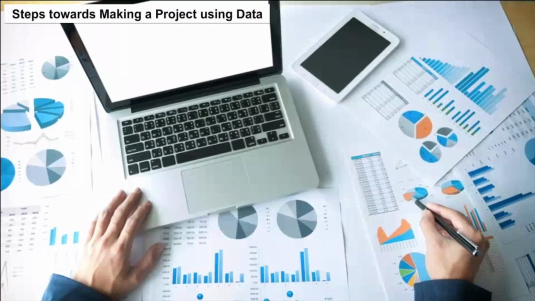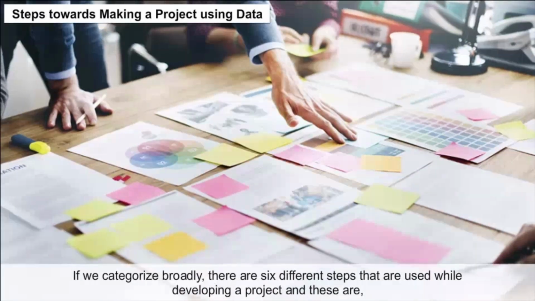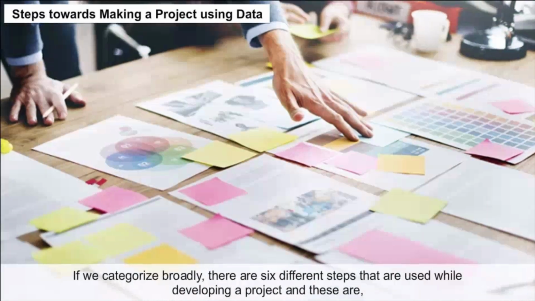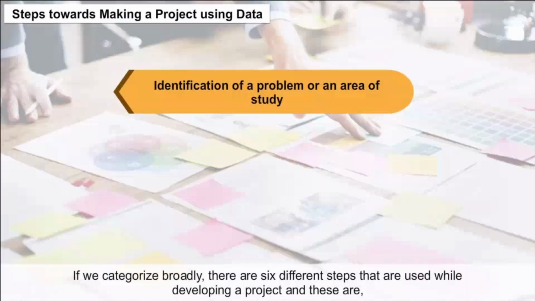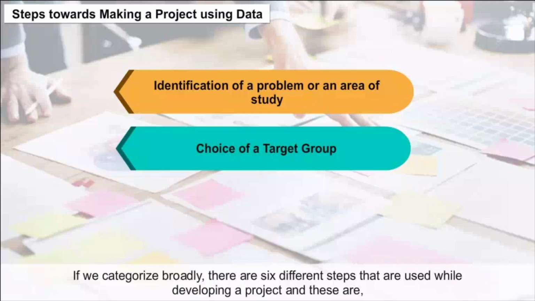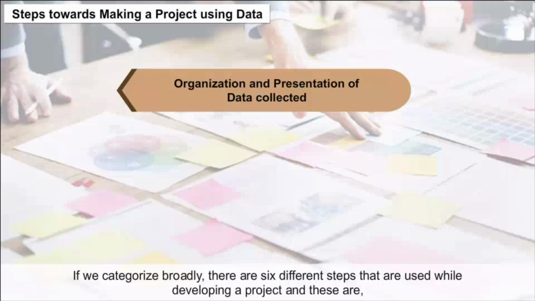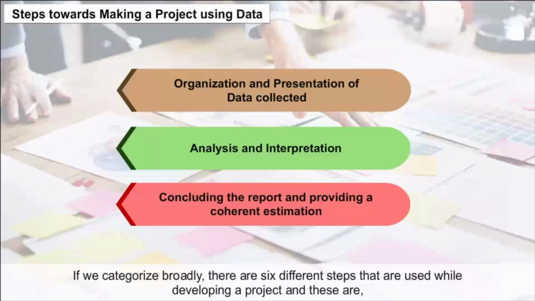Steps towards making a project using data. If we categorize broadly, there are 6 different steps that are used while developing a project, and these are: identification of a problem or an area of study, choice of a target group, collection of data, organization and presentation of data collected, analysis and interpretation, concluding the report and providing a coherent estimation.